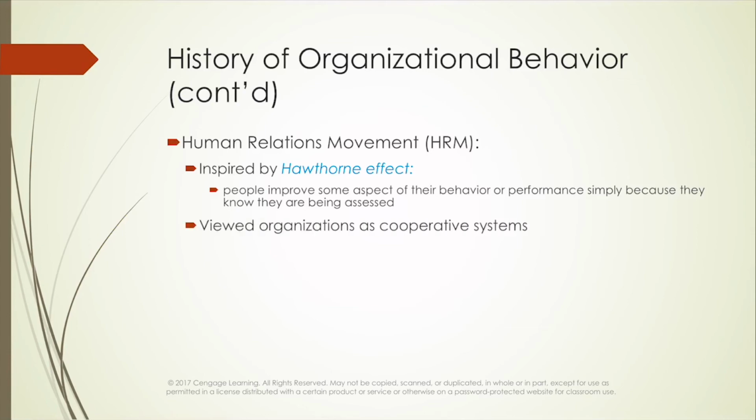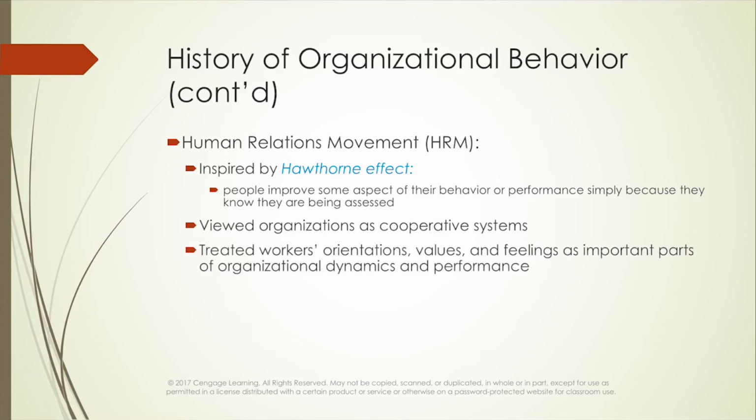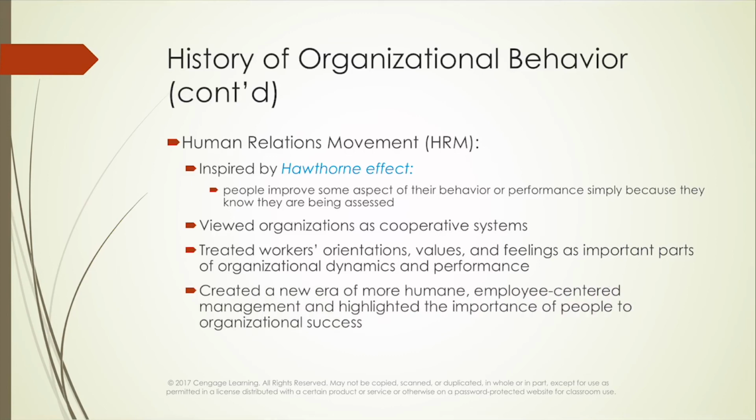Now, later on, we viewed organizations as cooperative systems where people are working together. They found that through the collaboration of the two groups of workers in the Hawthorne studies. Treat a worker's orientations, values, and feelings as important parts of organizational dynamics and performance. That came out of the study because they realized that workers valued each other, their feelings, their orientations, and so forth. It created a new era of more humane, employee-centered management and highlighted the importance of people to organizational success.